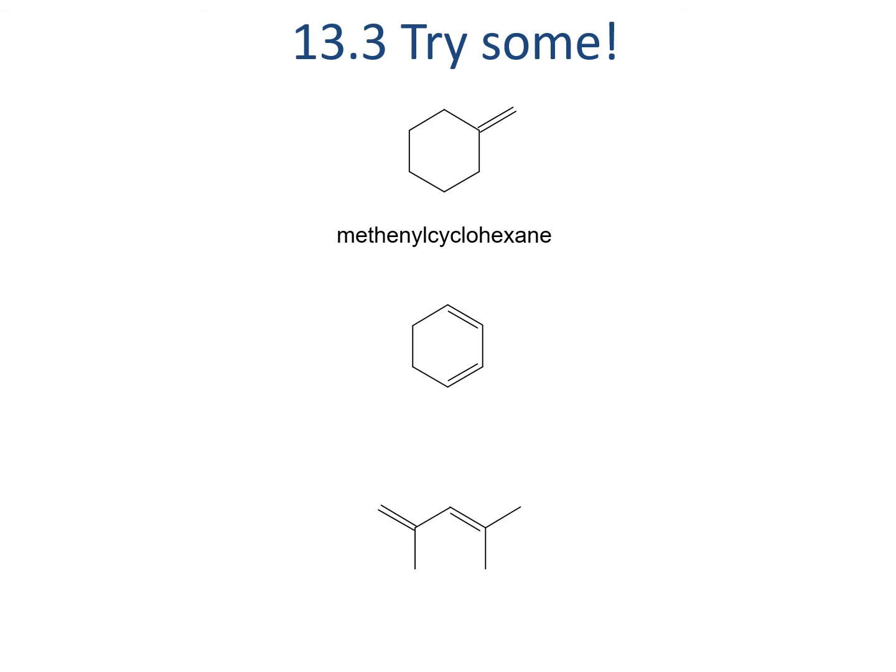The first molecule is a cyclohexane. It can't be a cyclohexene because only one of the carbons of the double bond is part of the ring. So we name our 1-carbon alkene side chain methenyl, and the whole molecule then is a methenyl cyclohexane.